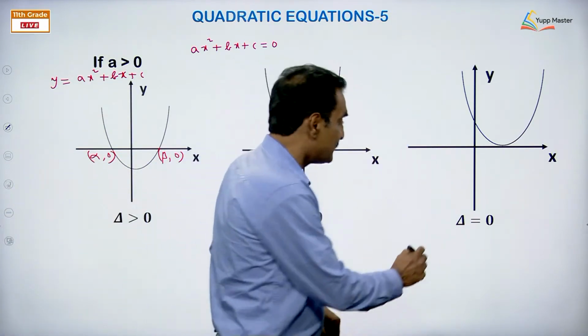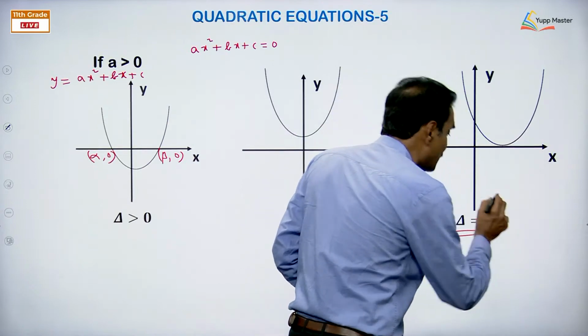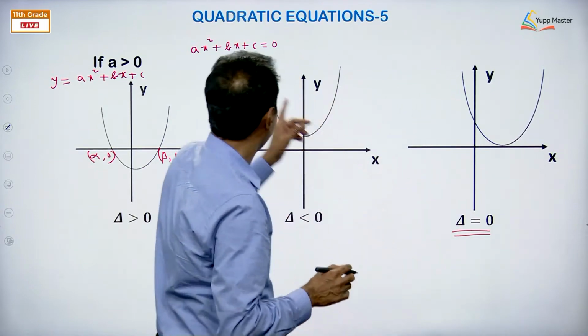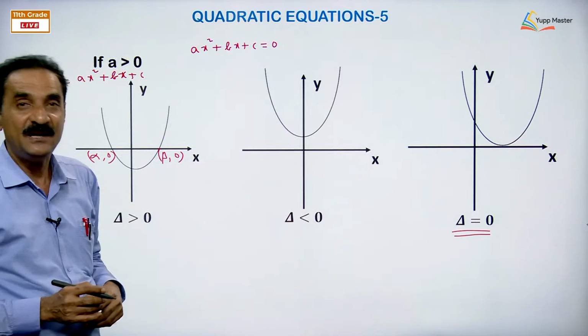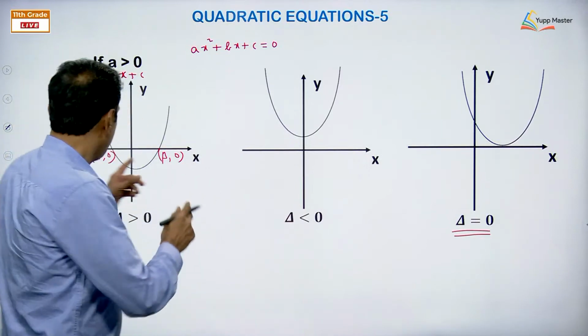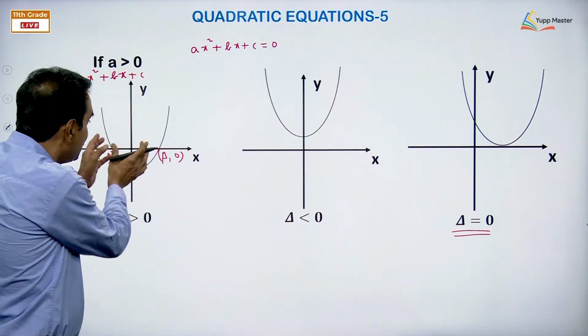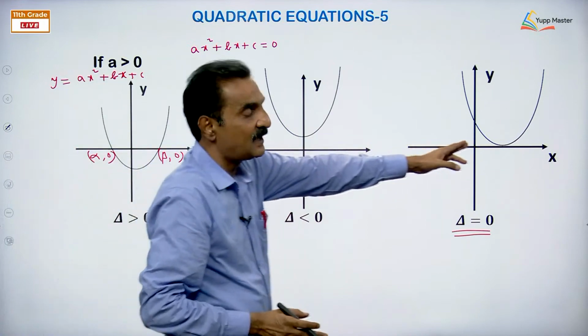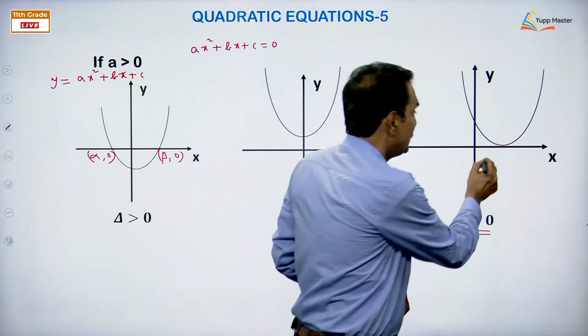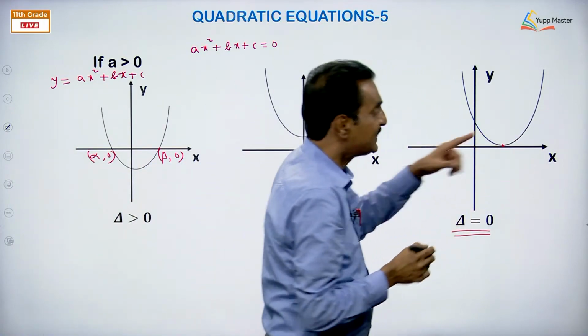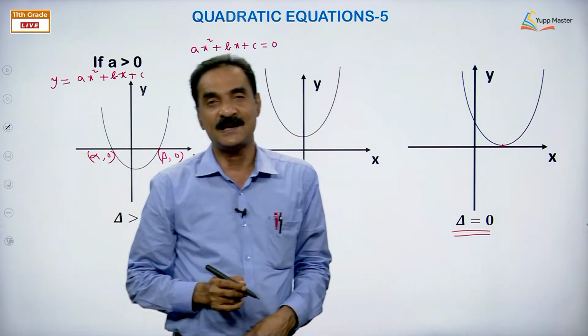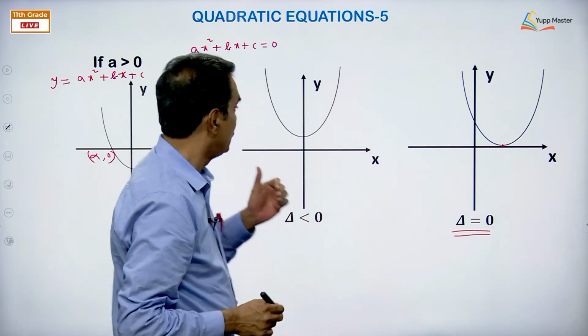Now another situation, if you take delta is equal to 0, then the roots of this quadratic equation are equal. Then alpha and beta coincide, and this graph touches the x-axis. At this point, at the vertex, the graph touches the x-axis.